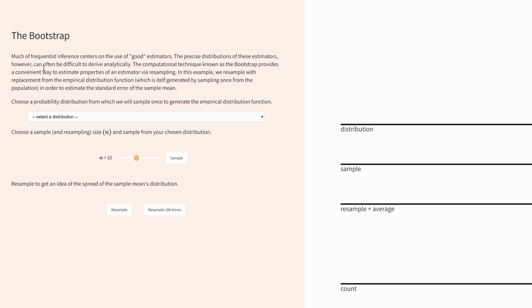So much of frequentist inference centers on good estimators. The precise distribution of these estimators, however, can often be difficult to derive analytically. Yeah, sometimes you just don't know where the data came from. So the computational technique known as bootstrap provides a convenient way to estimate properties of an estimator via resampling. All right, what does this mean? I like to think of it, you get all of your observations, you put them in your little bag, and then you put your hand in and draw, and keep drawing with replacement. So you draw it, look at it, and say that's my sample, and then put it back in the bag. And you keep doing that time and time again. That's really all bootstrapping is.